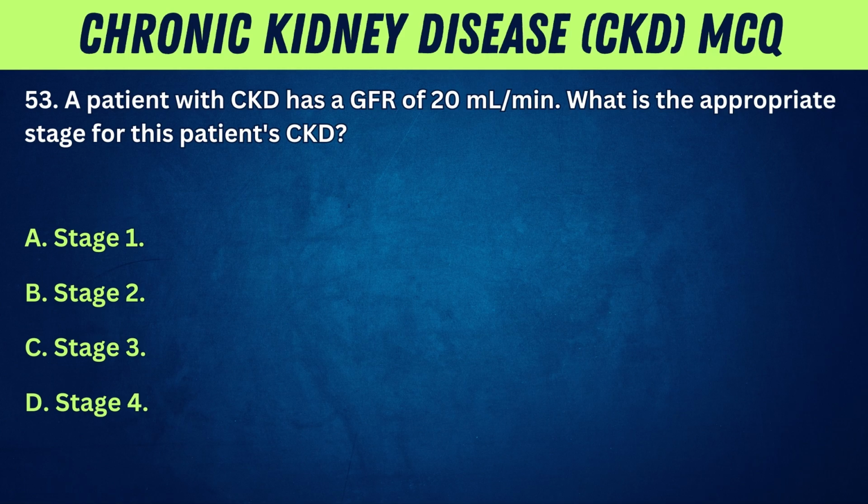53. A patient with CKD has a GFR of 20 milliliters per minute. What is the appropriate stage for this patient's CKD? A.